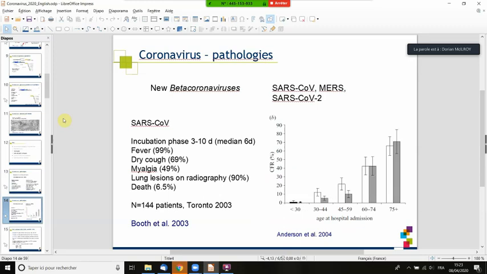So unfortunately, the new beta coronaviruses, SARS, MERS, and SARS-CoV-2, are much more serious.